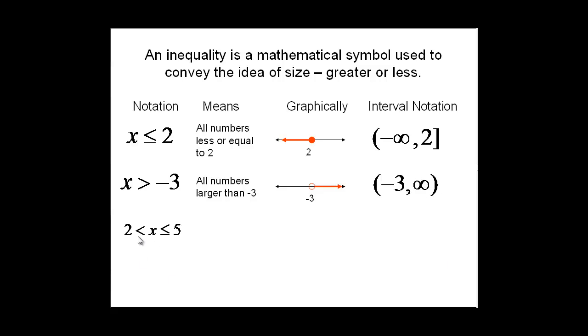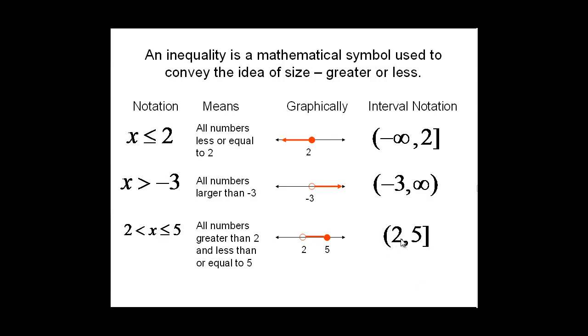Okay, in this case, we're between 2 and 5, and we're including 5. So 5 gets a colored-in dot, 2 does not, and you're going in between them. The interval would be open parentheses 2 comma 5, so you're going from 2 to 5. The 5 gets a bracket, the 2 gets a parentheses, because the 5 is equal and the 2 is not equal. And again, brackets include the value that you're dealing with, and parentheses do not.